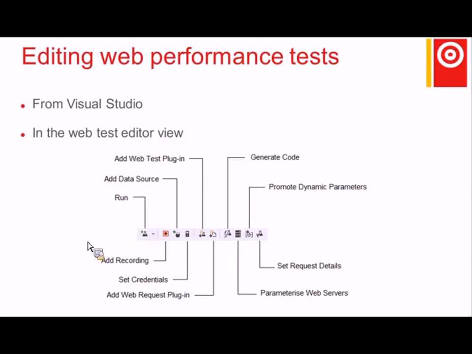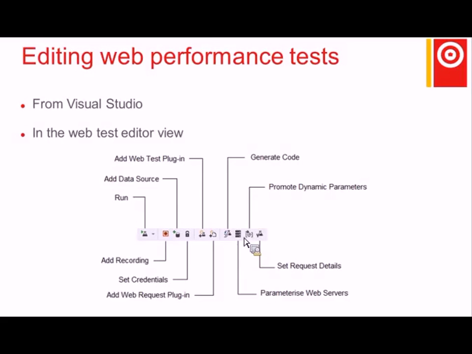What we also have is this option to generate code. What this does is it takes your web performance test that you've recorded and turns it purely into source code, dependent on which kind of test you initially set up. So if you set your test project up as a C# test project, it will generate it in C#. If you set it up as a Visual Basic test project, it will generate it in Visual Basic code. But it will basically give you a source code equivalent of the web performance test.